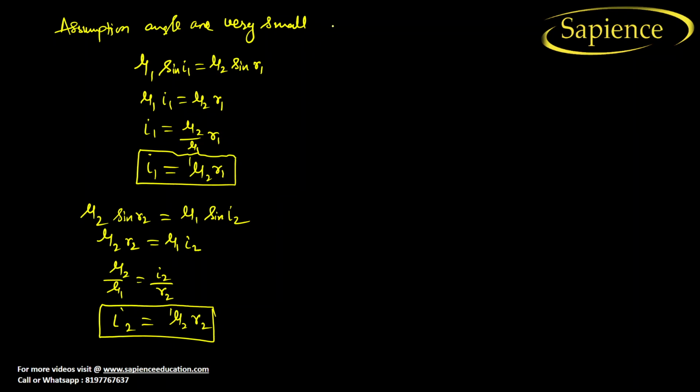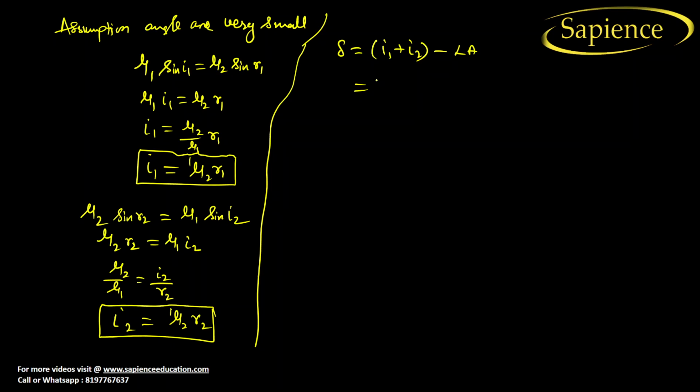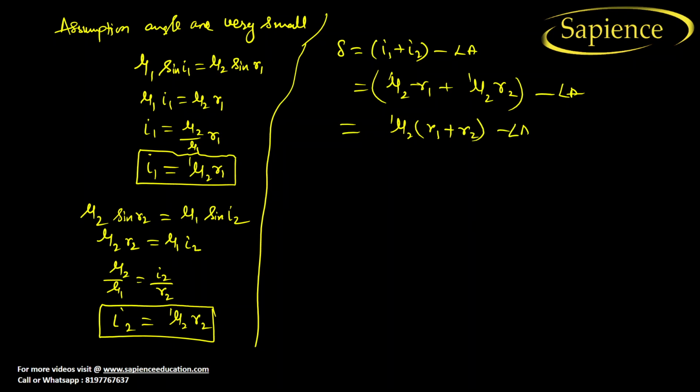Got it? Now in the earlier derivation for the angle of deviation, the angle of deviation is equal to I1 plus I2 minus the angle of prism. So I1 is equal to mu 2 1 R1 plus mu 2 1 R2 minus the angle of prism. Again mu 2 1 is common: mu 2 1 into R1 plus R2, minus the angle of prism.